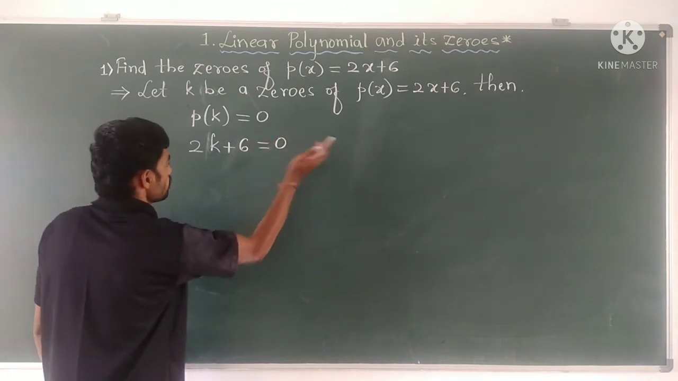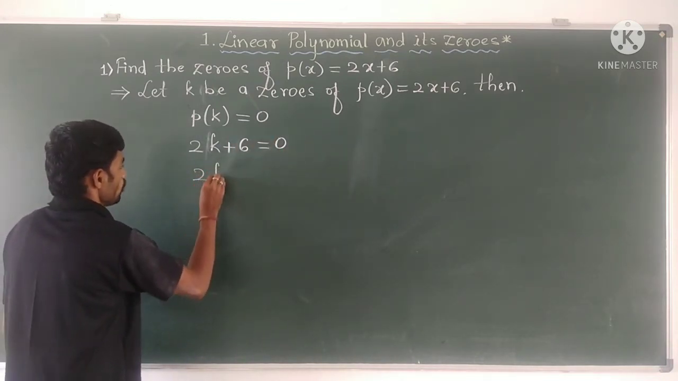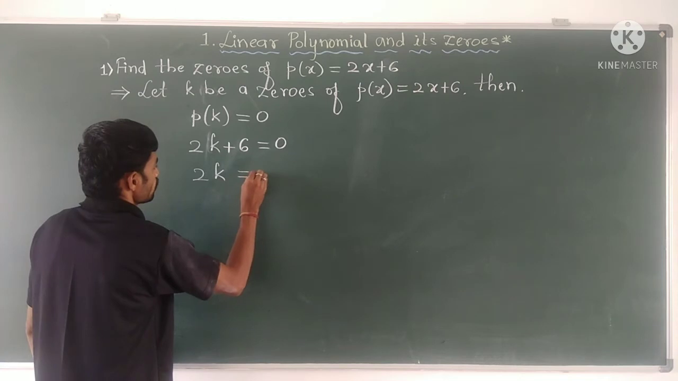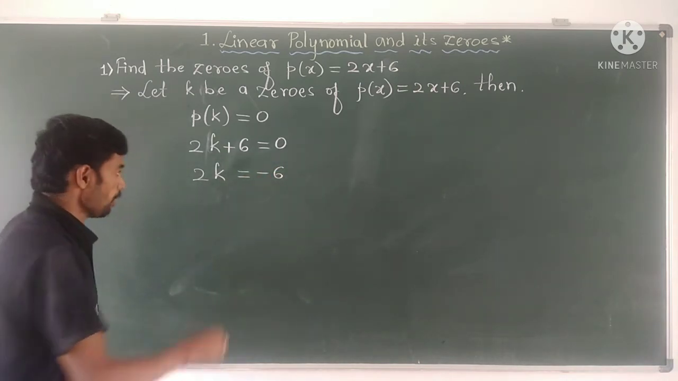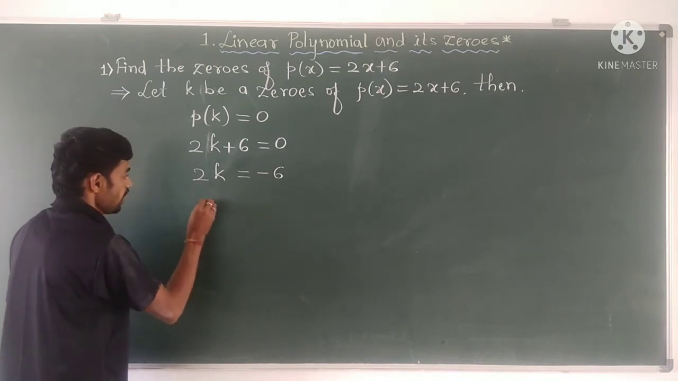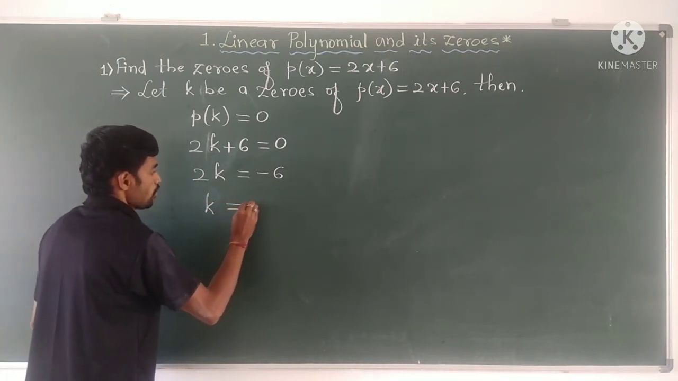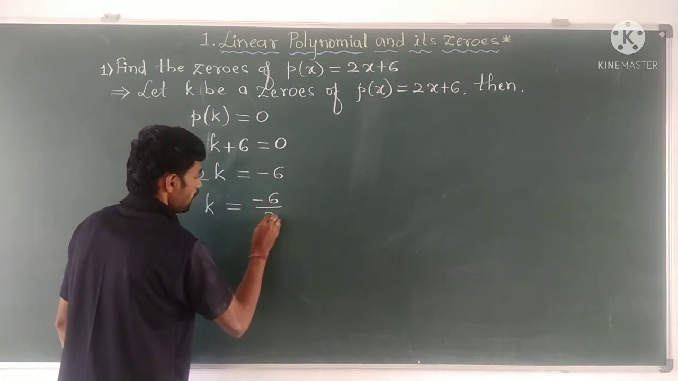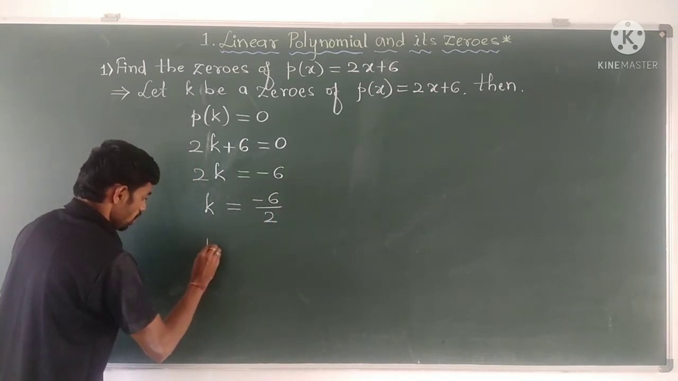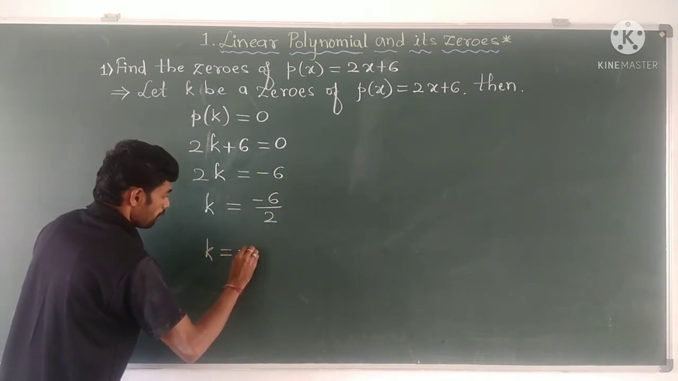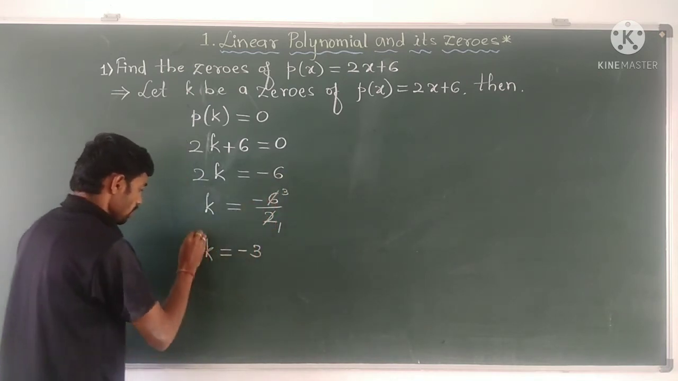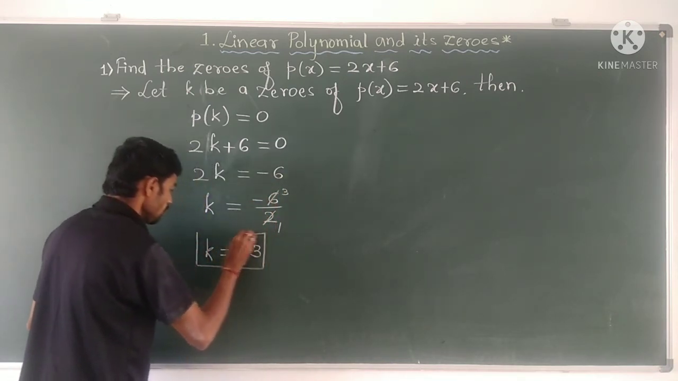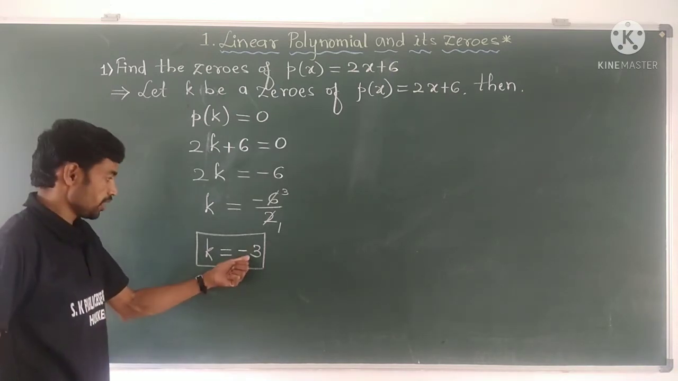Now, the plus 6 should be moved across. That is 2k is equal to minus 6. Then again 2 should be divided. k is equal to minus 6 by 2. So k must be minus 3, since 2 ones are 2, 3 twos are 6. k is equal to minus 3.